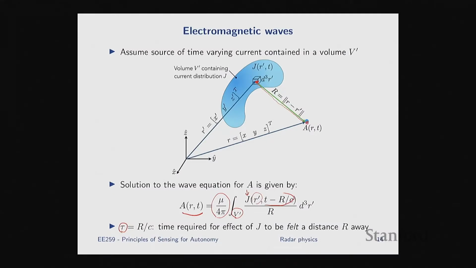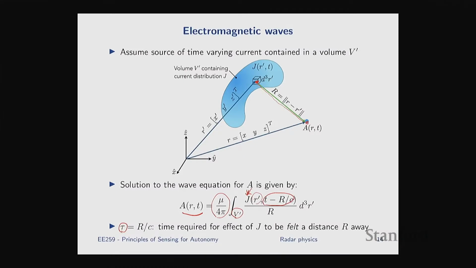So that's why the time inside this integral is t minus r over c, because it takes time tau for a changing current to be felt a distance r away from it. And so you just do that integral. You can do it numerically if J is usually known, okay, and the volume V is known, and then you can numerically do that integral.